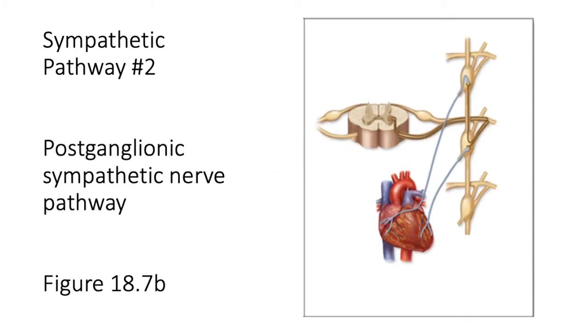Okay, sympathetic pathway number 1, which has a stupid name because every single pathway has a postganglionic neuron, and it's annoying.